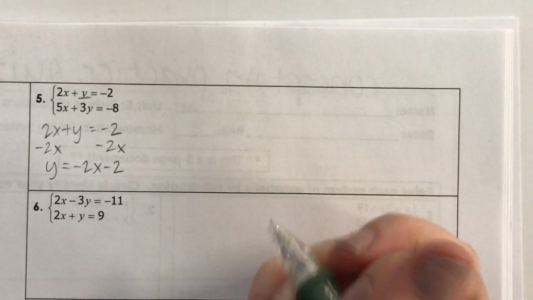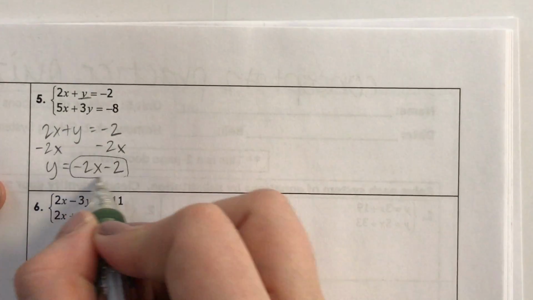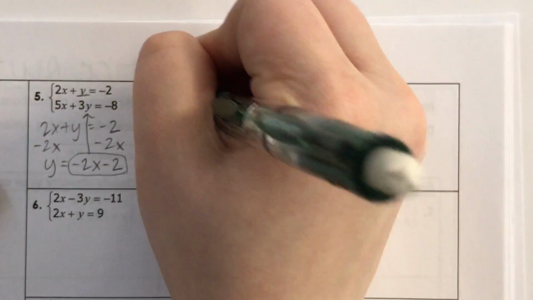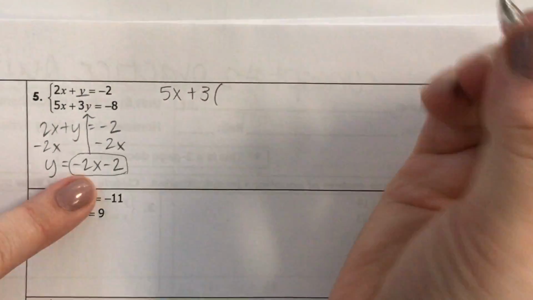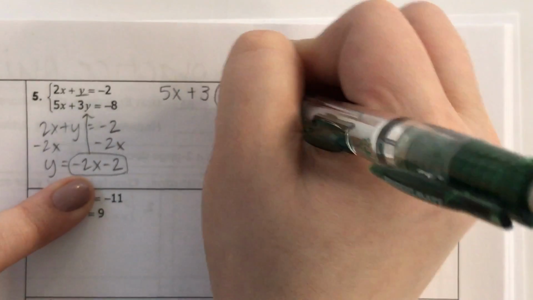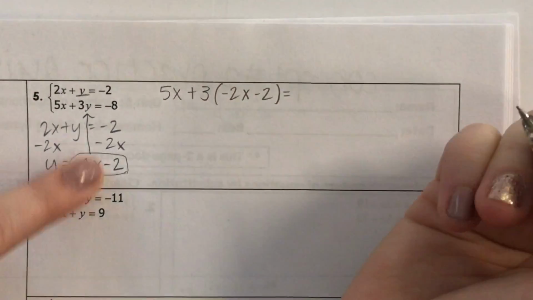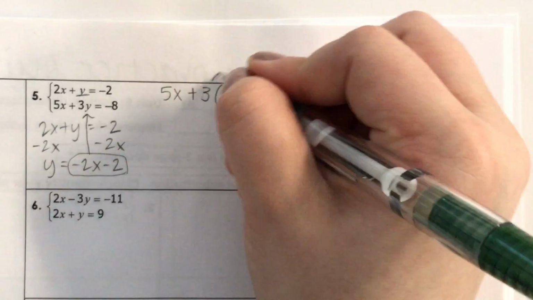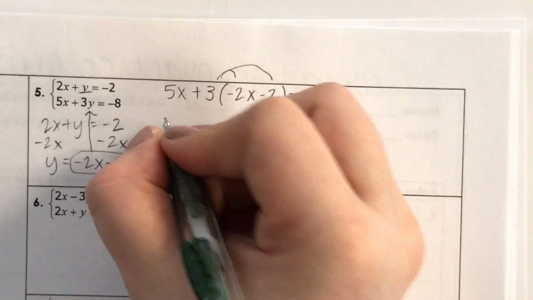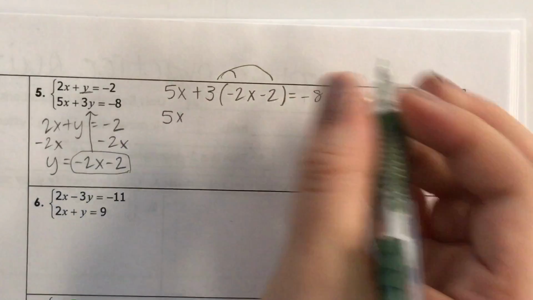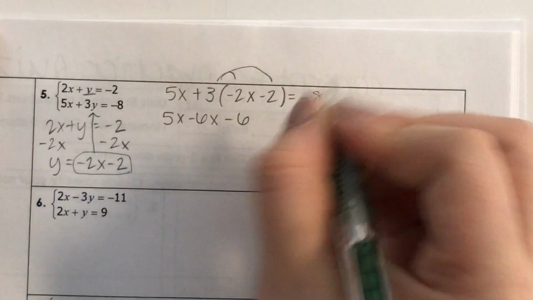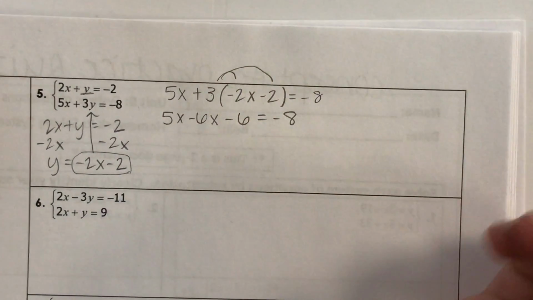Pretty easy. Okay? So I'm going to substitute this in for this y here. So it's going to look like this. 5x plus 3 times negative 2x minus 2 equals negative 8. Okay? Then I'm going to solve. 5x, 3 times negative 2x is negative 6x. 3 times negative 2 is negative 6 equals negative 8.